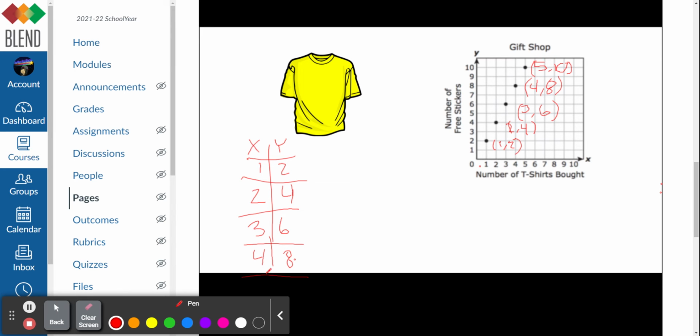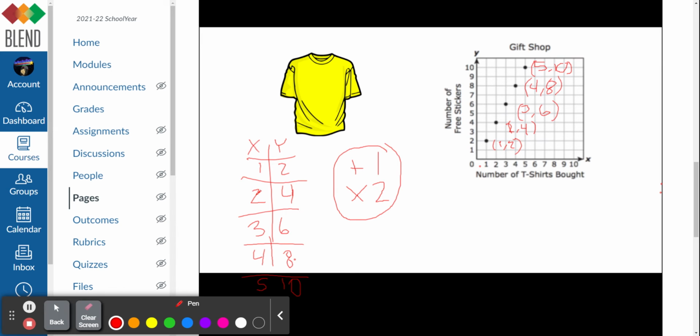All right. So let's find the rule. What is happening each time? All right. So 1 turns into 2 either by adding 1 or by multiplying times 2. 1 plus 1 is 2, 1 times 2 is 2. So we need to find out which one of these two rules fits with the rest of our table.